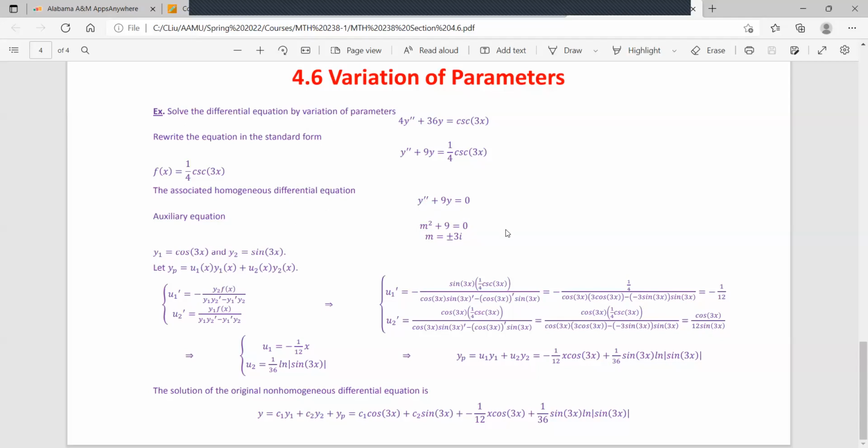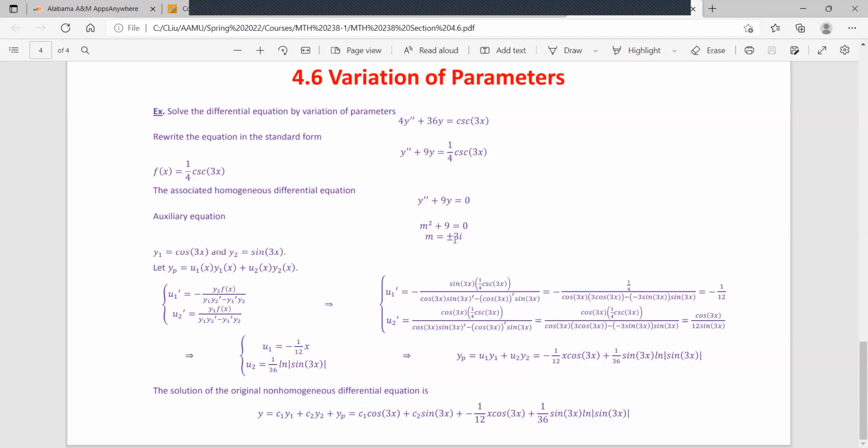So we got m squared equal to -9, and just take the root. So you got 2 roots, plus or minus 3i. Okay, so they're pure imaginary. So that also means, if you remember, that also gives us the 2 linearly independent solutions for the associated homogeneous equation, which are cosine 3x and sine 3x.